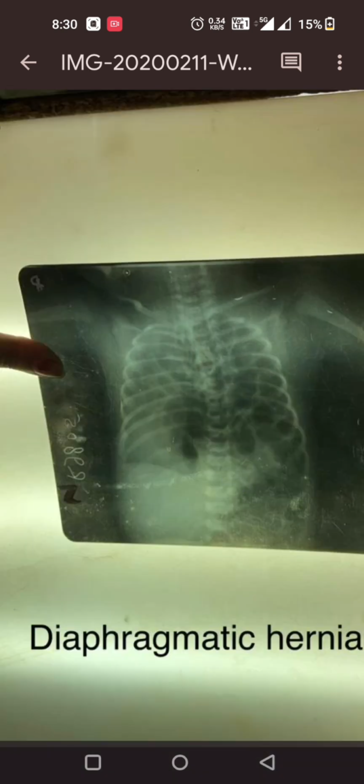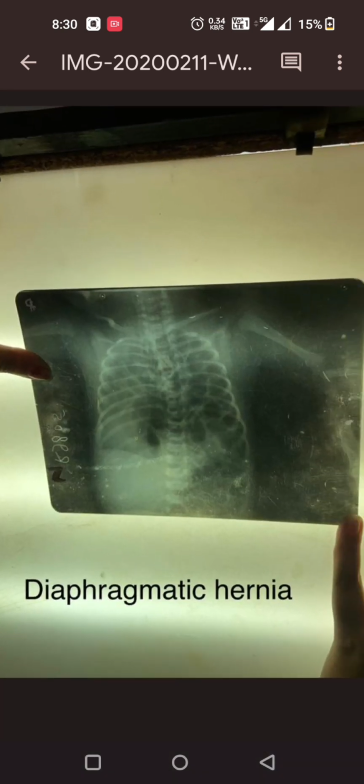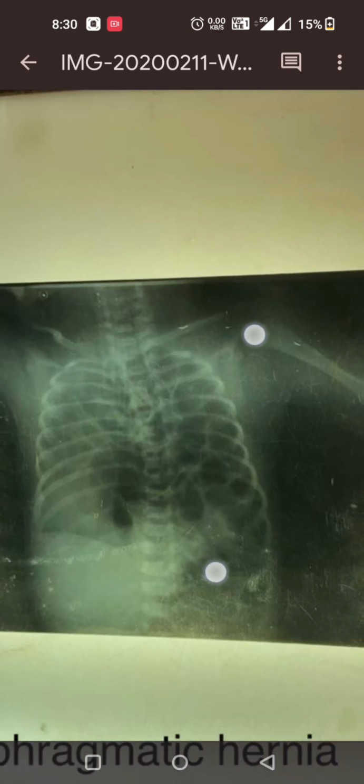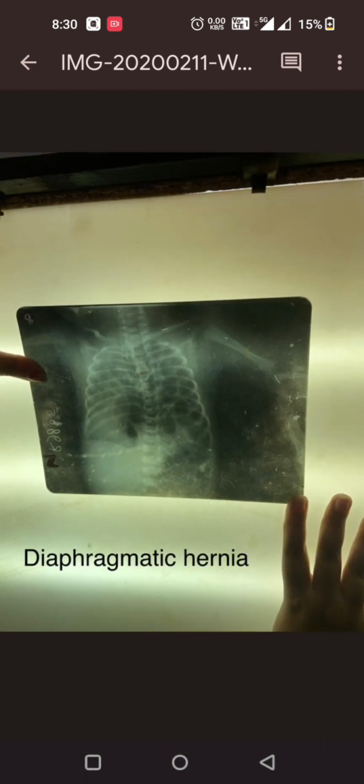This is a radiograph which is showing the loops of intestine filled with air. See, you can see the loop of intestine which is filled with air. So what you can mention is this is a case of diaphragmatic hernia. What is diaphragmatic hernia? There is some defect in the diaphragm, the loops of intestine migrate into the thorax, and those loops can be seen in the thoracic region. So this is probably a case of diaphragmatic hernia, but you can end.